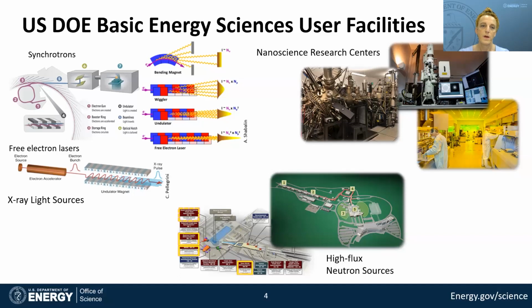And then the two neutron scattering facilities, which are both at Oak Ridge National Lab. We have a reactor source, the High Flux Isotope Reactor, and the Spallation Neutron Source. And these offer multiple neutron beamlines each for basic research in materials and processes for energy.